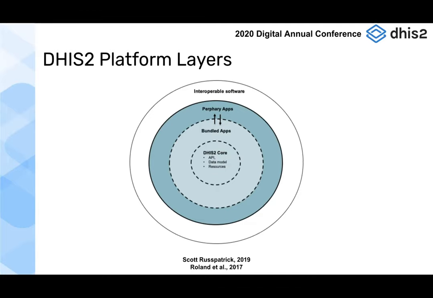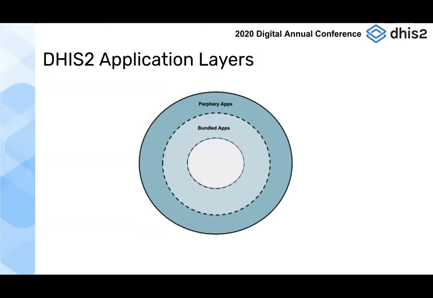Around that, you have some bundled applications that we develop here at the University of Oslo. Around that, you have some additional applications that are developed by third parties. Maybe they're developed and shared through the App Hub that we make available, or they are developed and just installed locally to a particular instance. And then finally, you have some interoperability with different software on the periphery. I'm not going to get into too much about this here today, but I wanted to start with this as a framing. The piece we're going to focus on is the bundled applications and the periphery applications.